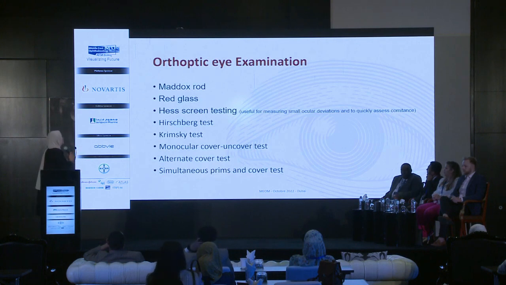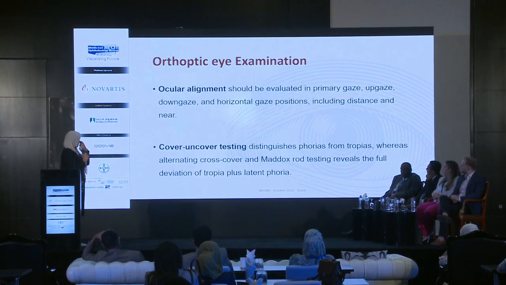Orthoptic eye examination includes the Maddox rod, red glass, Hess screen testing, Hirschberg test, Krimsky test, monocular cover and cover test, alternate cover test, and simultaneous prism and cover test. With the red glass test, the patient will tell us where the distance is greater in each gaze. So we put the red glass. We study the ocular alignment, then the cover test, to see if we have phoria or tropia.